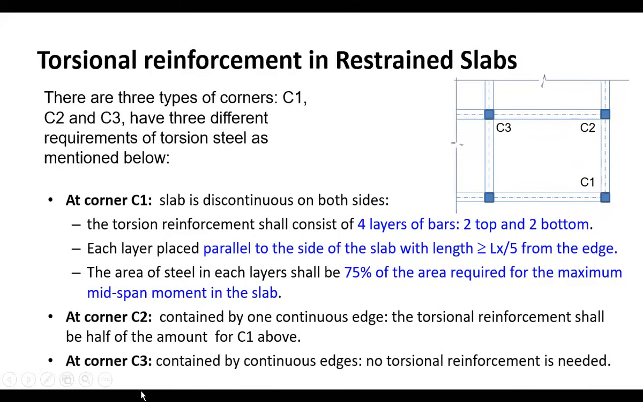The third case, at corner number 3, because it is continuous from all sides, no torsional reinforcement is needed because the torsional stress will eliminate each other here at this corner. So the most critical corner is the corner when you don't have any continuity in both directions, followed by the case when you have continuity in one direction and discontinuous from the other direction. And the last case, which is C3, does not require any torsional reinforcement when it's continuous from all sides.